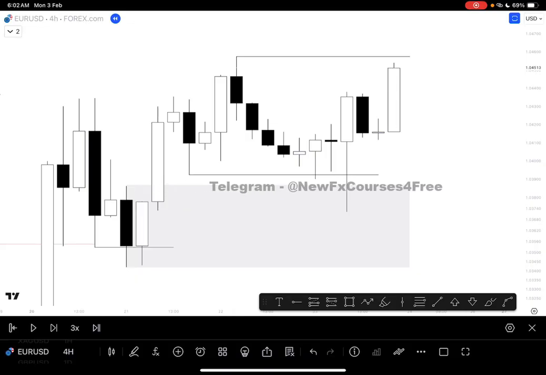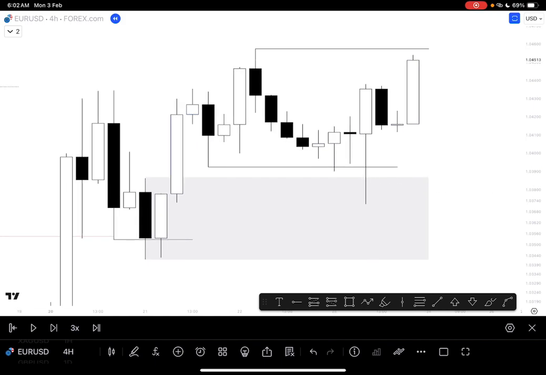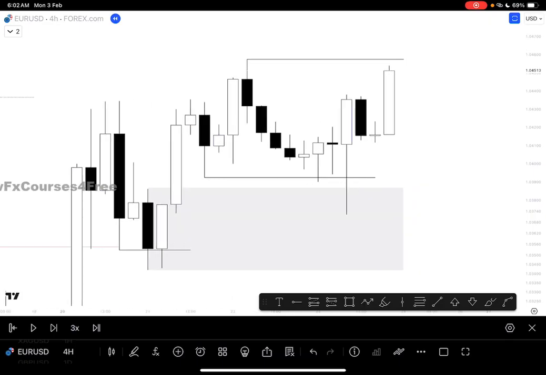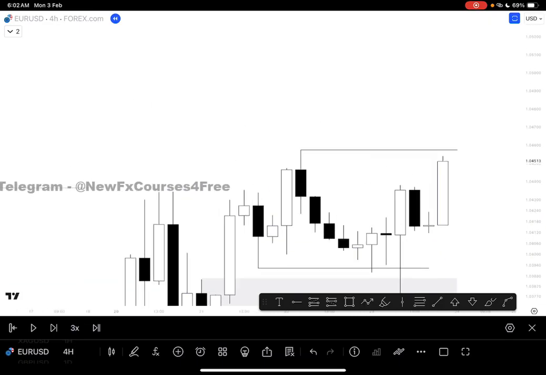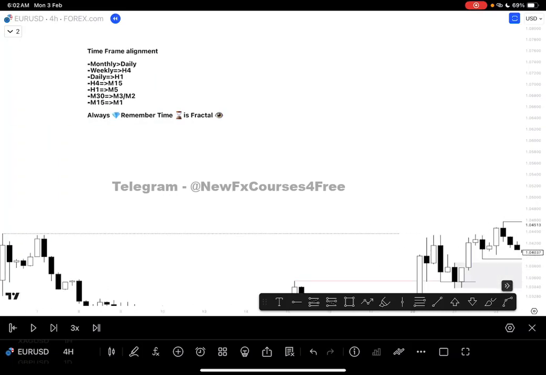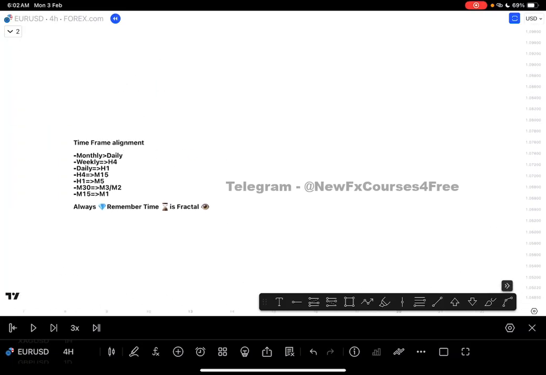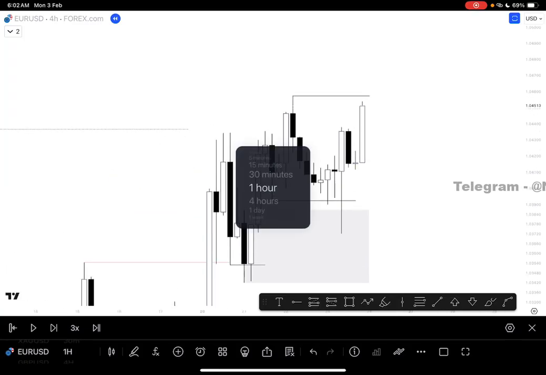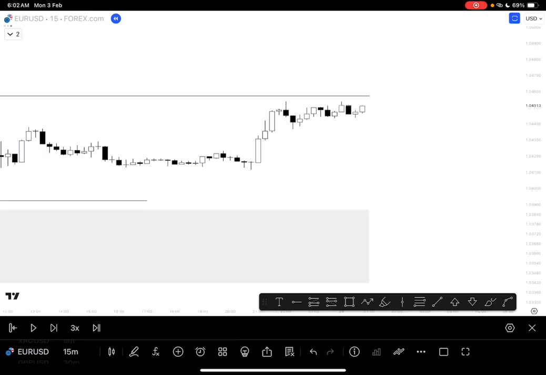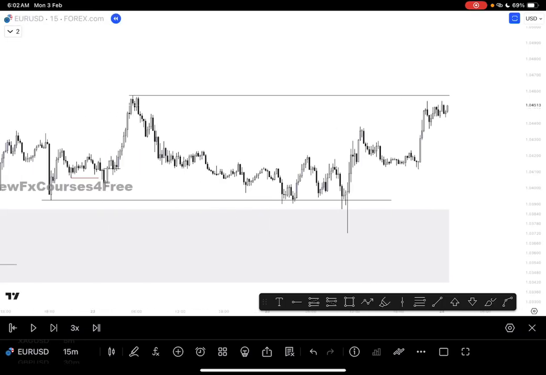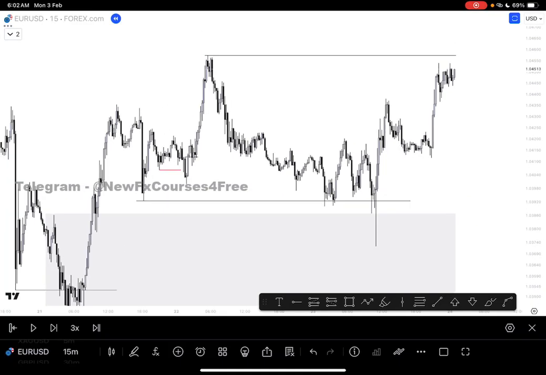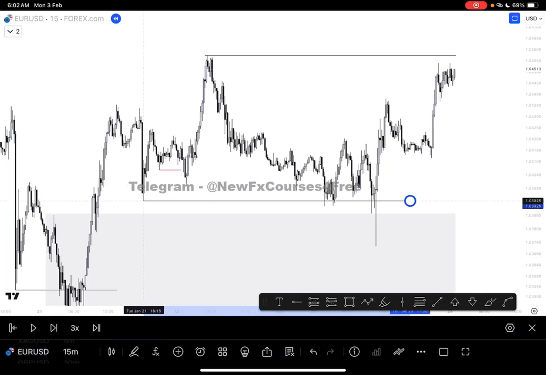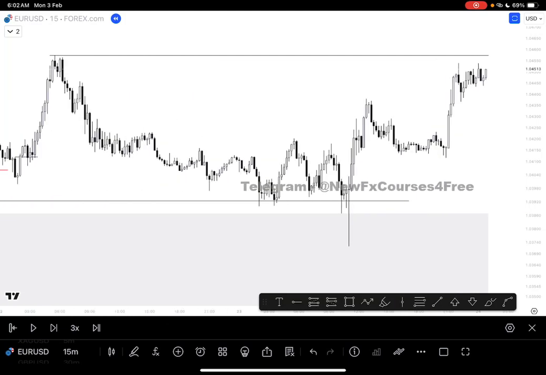So key level, 4-hour key level here, and we can actually determine our next move from the 4-hour time frame. Remember, time frame alignment from the 4-hour time frame, we go down to the 15-minute time frame. Sorry about that. Okay, here you can see how this actually played out beautifully.